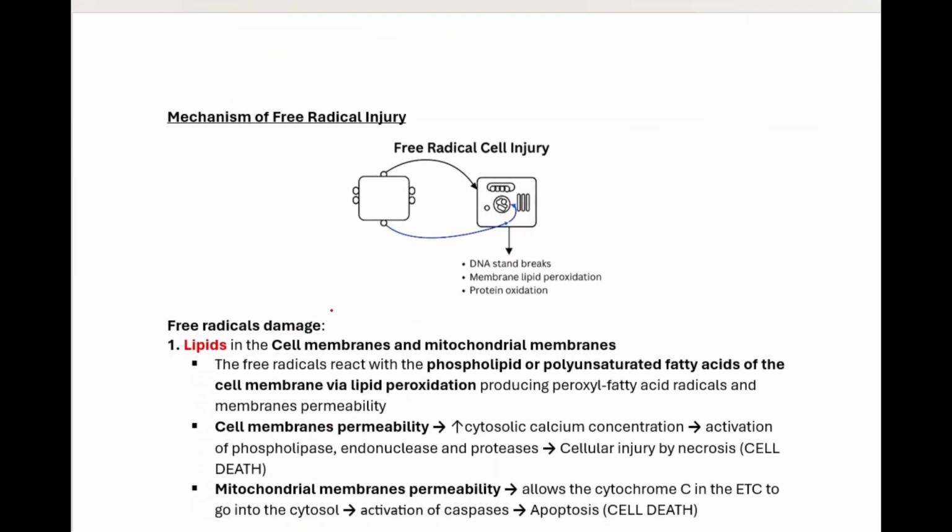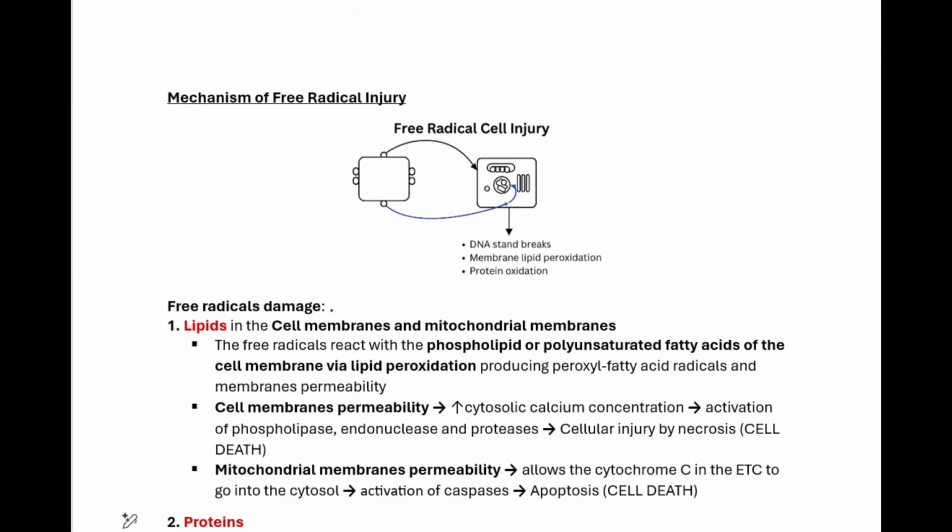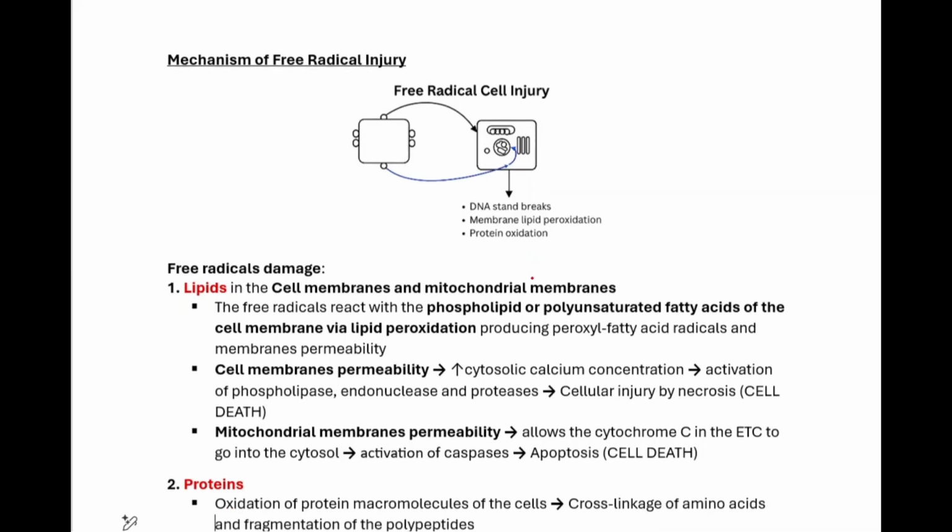So moving on, the next thing we're going to talk about is the mechanism of free radical injury. In other words, how do they injure the cell? Like we mentioned earlier, these free radicals target the nucleus, the DNA, and they also target the cell membrane and the organelle membrane. So let's see how they are able to cause those damages.